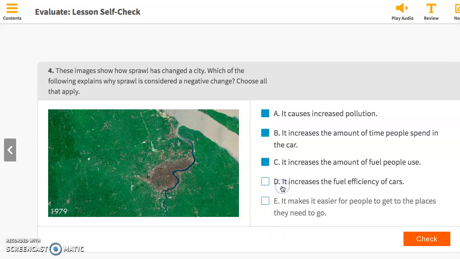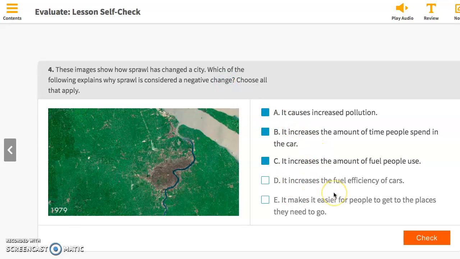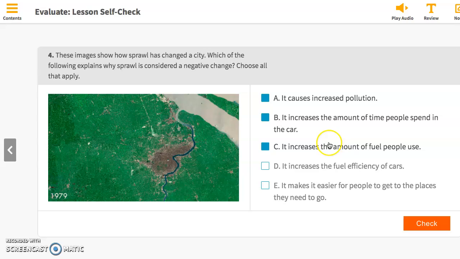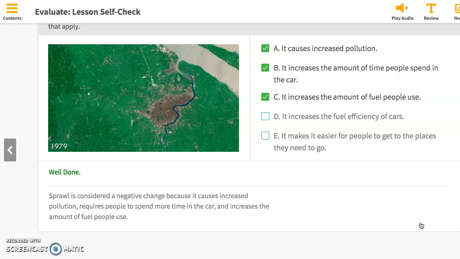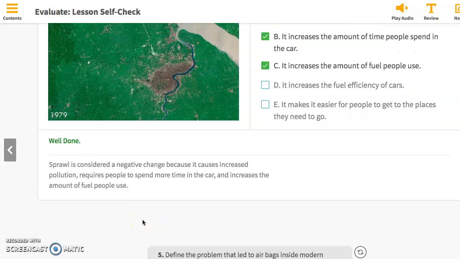It increases fuel efficiency. I mean, that's not a negative change, though. That would be positive. We only want negative changes. It makes it easier for people to get to the places they need to go. That's a positive change. So A, B, C would be negative. It might not be B because B kind of seems surprising, but let's see. Yeah, that's all 3. Sprawl is only negative because of the pollution. People spend more time in their car and they use a lot of fuel.